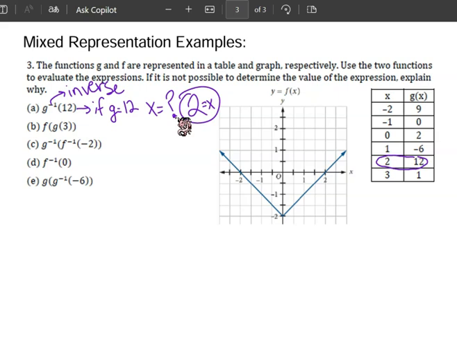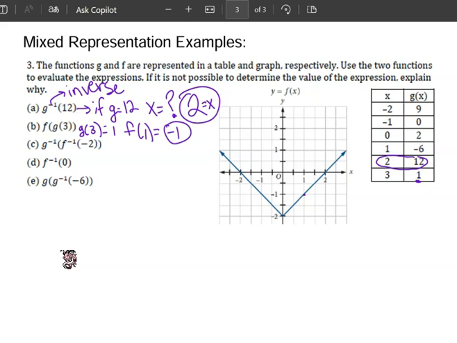On part B, it says f of g of 3. g of 3 equals 1. And so f of 1 equals -1.